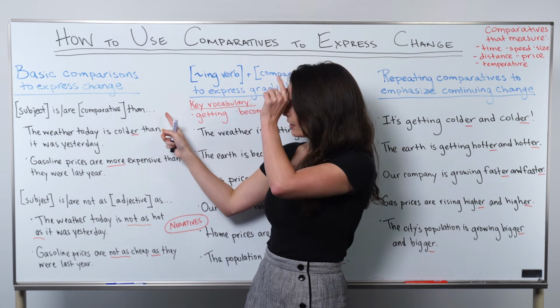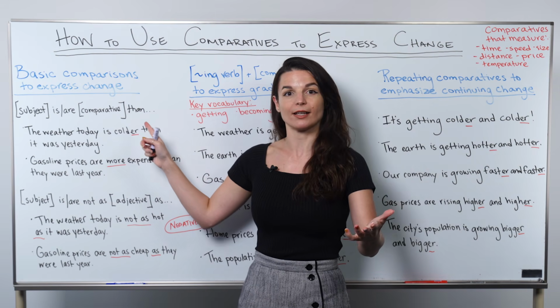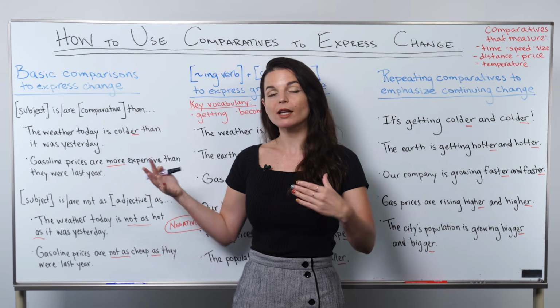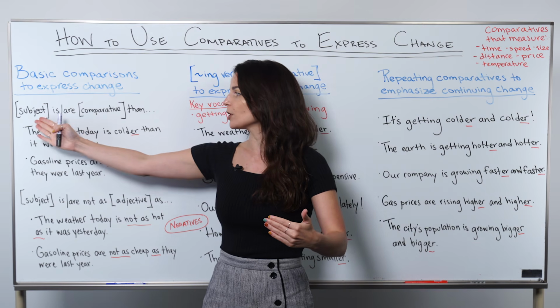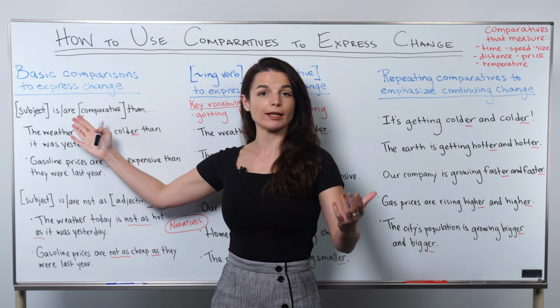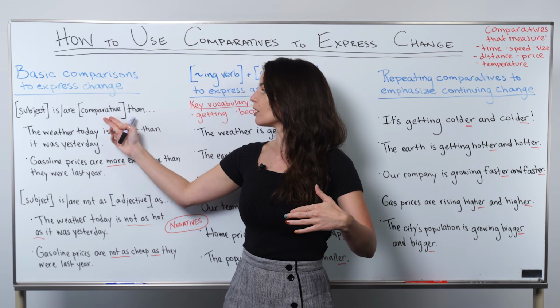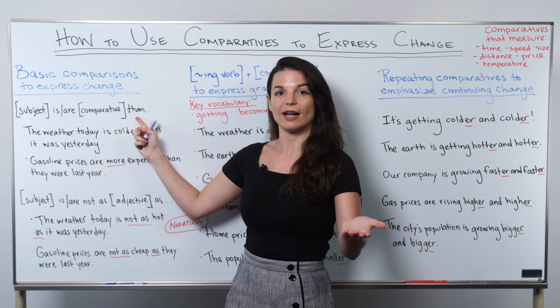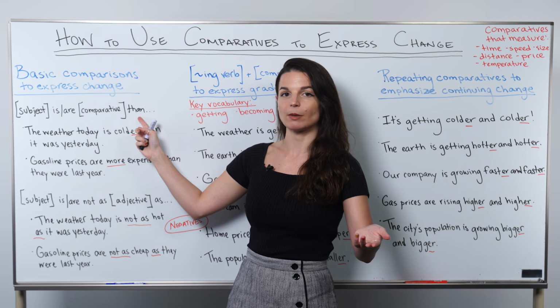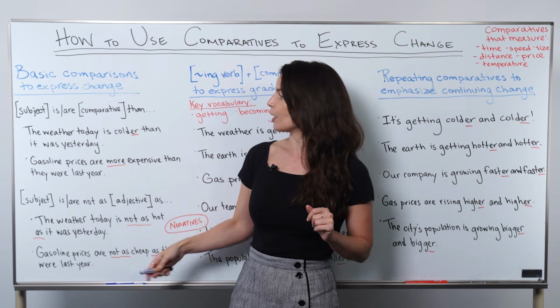So first, let's take a look at the positive sentence pattern. To make a basic comparative sentence, we have our subject plus is or are, depending on the subject, if it's singular or plural. Then we have the comparative word, and then than, with an A here, the spelling here. So a couple of quick examples.